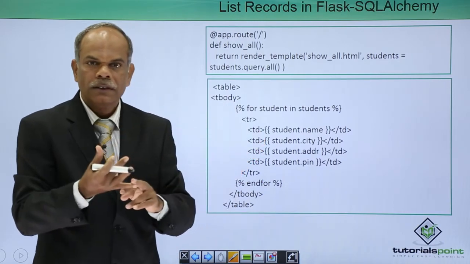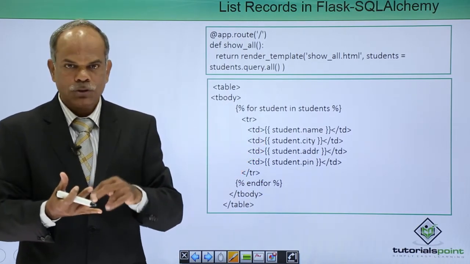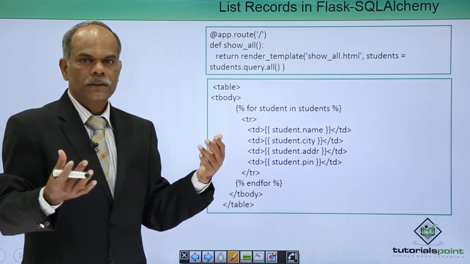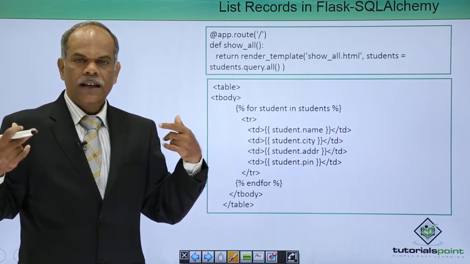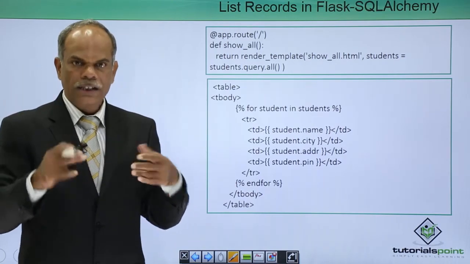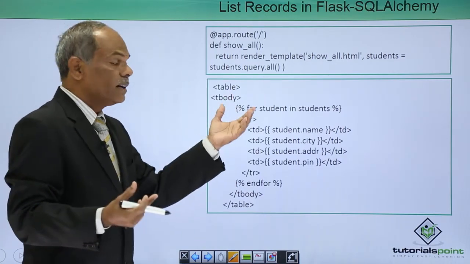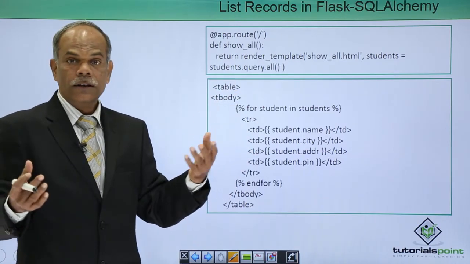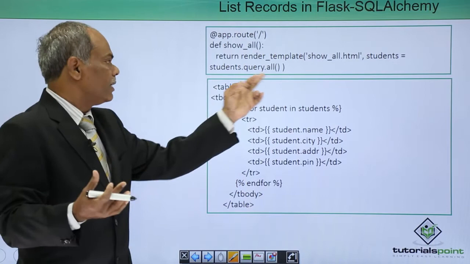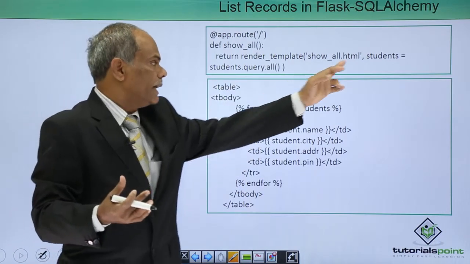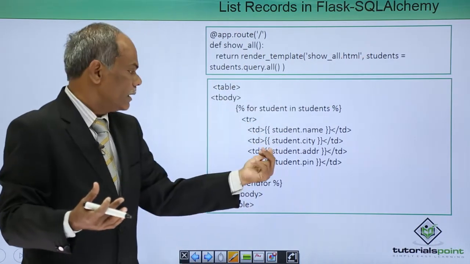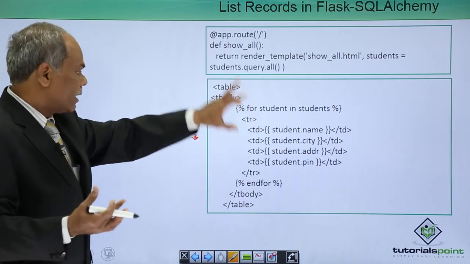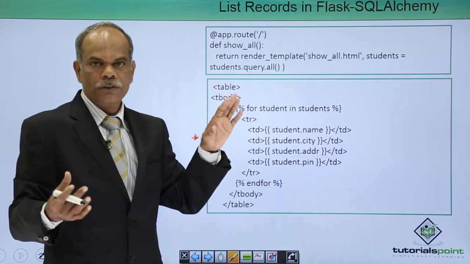There will be a form, the form will be posted to a view function, the view function will fetch the data and perform the add or insert operation. On the other hand, there will be an equivalent select operation which will fire this query students.query.all, send the data to the template, and this Jinja2 template code will render a table onto the surface of the browser.